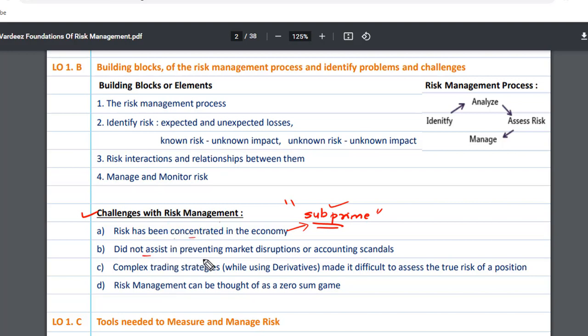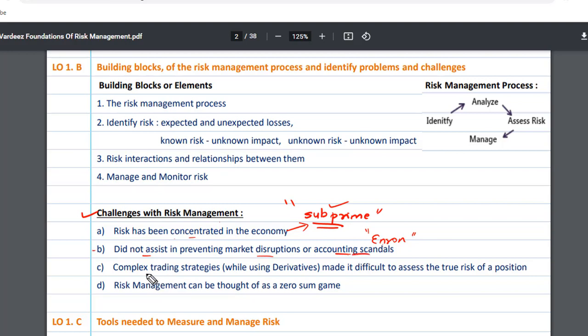Secondly, risk management did not assist in preventing market disruptions. We've already seen this, and accounting scandals. The best example is Enron. The Enron case study tells us about the accounting scandals at management. They did not consider the interest of their shareholders; rather, they put their self-interest above the company's goals and risk appetite, and due to this, Enron had to face bankruptcy. There was a huge scandal. We're going to be talking about that case study later.